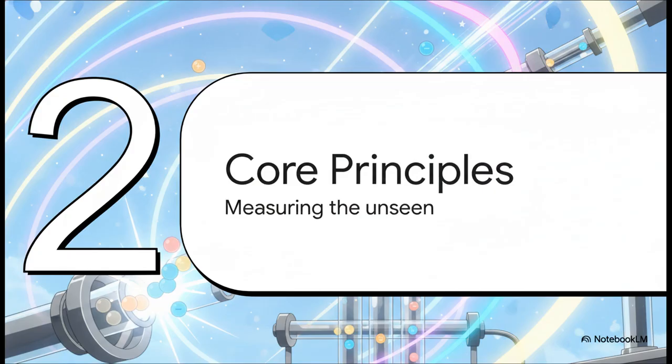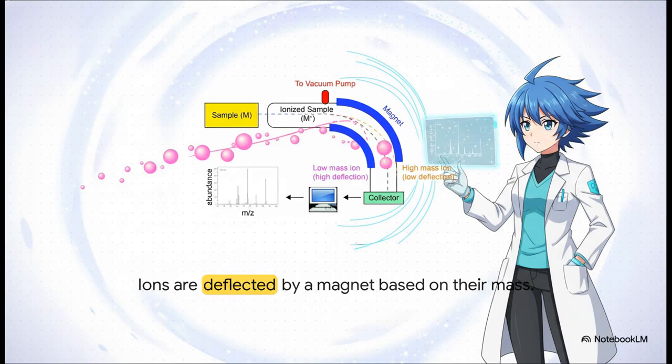Section 2. The core principles. How exactly do we measure what we can't see? To measure something this incredibly small, we have to rely on some basic physics. But there's a catch. Magnetic and electric fields, they absolutely cannot manipulate neutral molecules. They just don't care about them. So we have to transform these molecules into charged particles, or ions first.